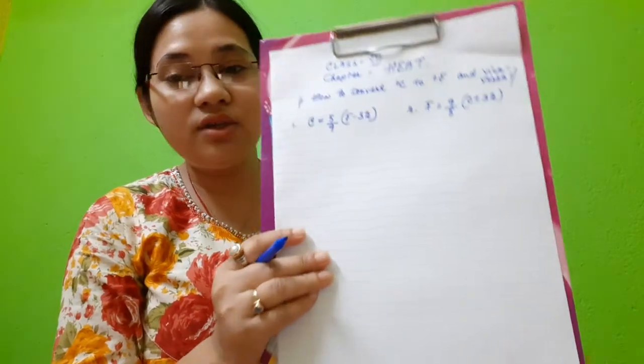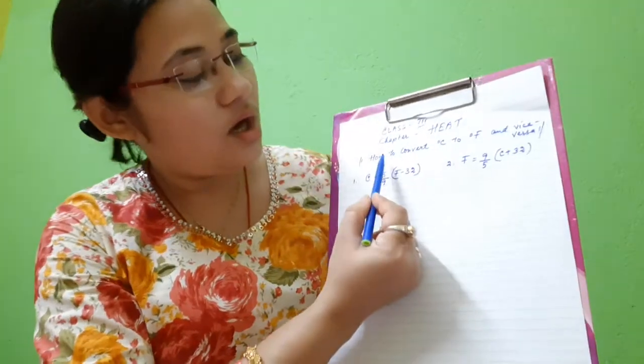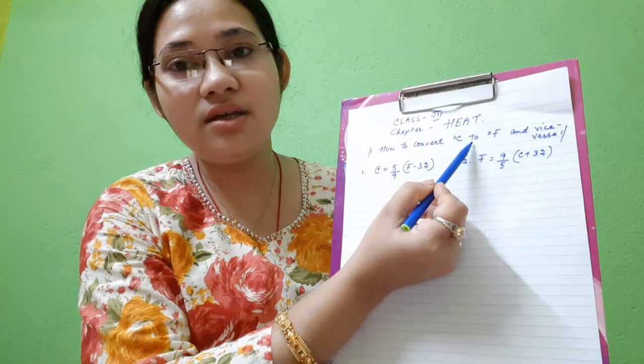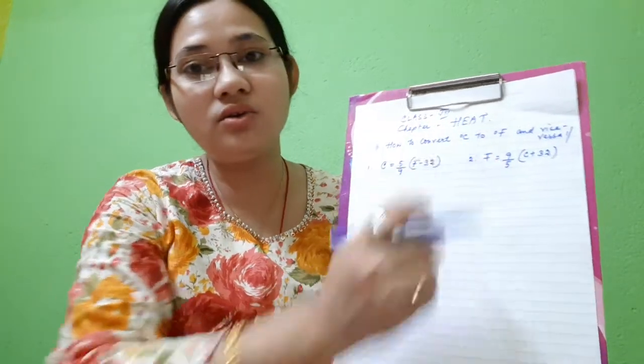Today we are going to study the chapter heat, in which we are going to see how to convert degree Celsius into Fahrenheit and vice versa. That means how to convert Fahrenheit into degree centigrade or Celsius. In this chapter, although this portion is not given, it is very important for us to know how to convert degree centigrade to degree Fahrenheit and vice versa, that means degree Fahrenheit to Celsius.